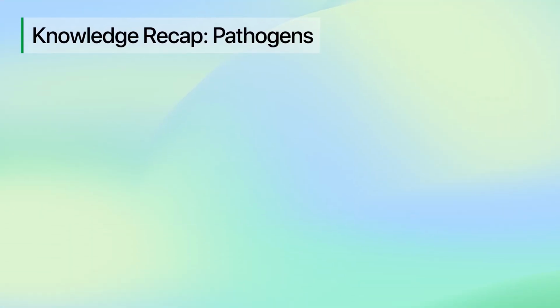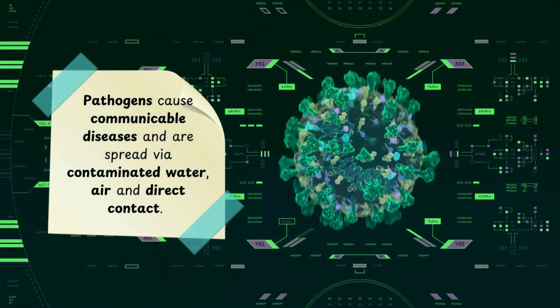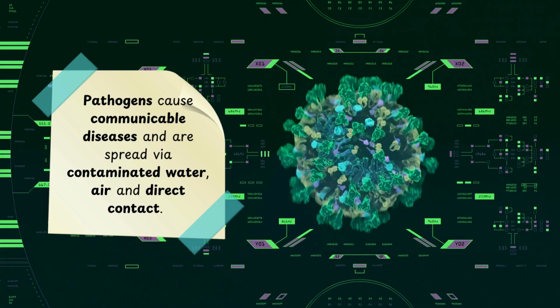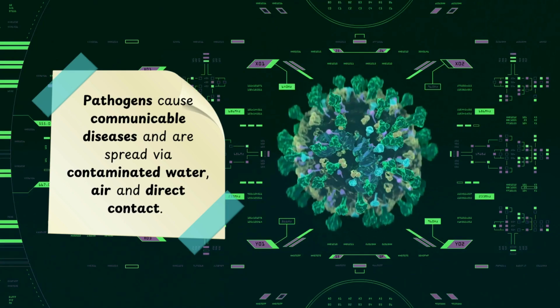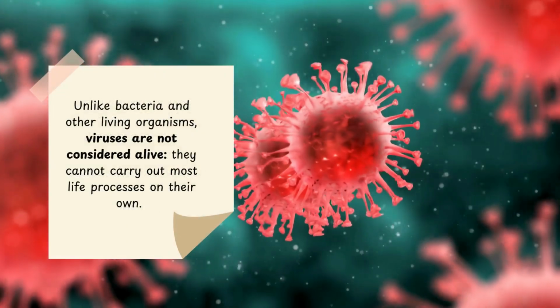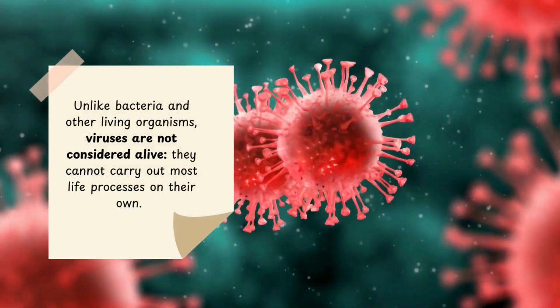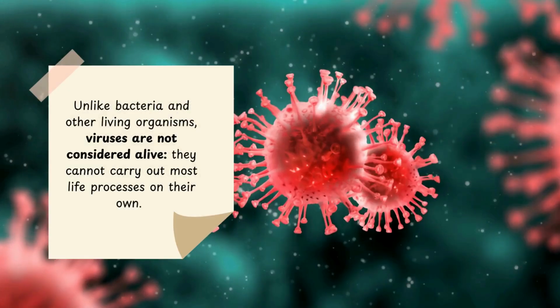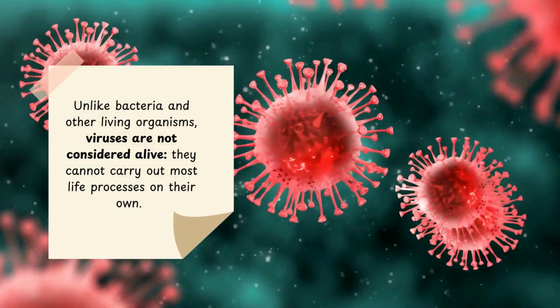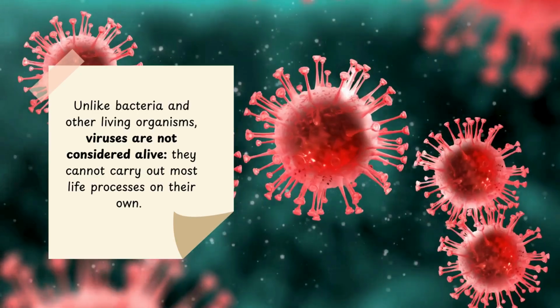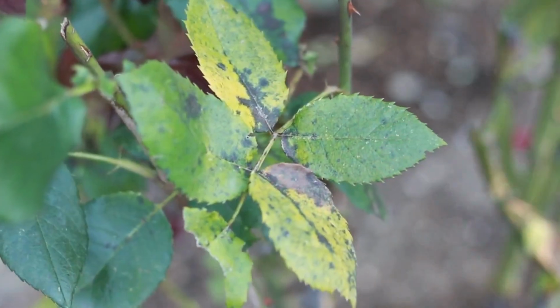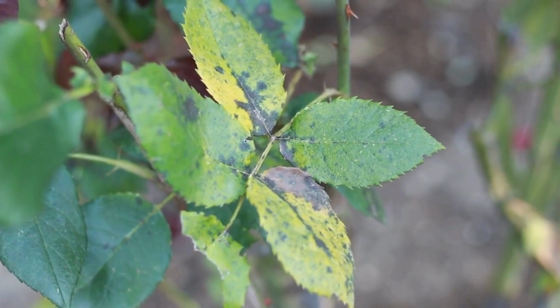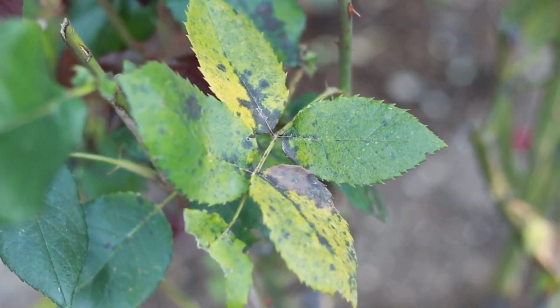So far, you have learned that pathogens cause communicable diseases and the different ways by which they are spread. You have also just had a lesson about viral diseases in more detail. This background knowledge of pathogens sets the stage for us to introduce fungal diseases, specifically the rose black spot. We want to understand its role in plant health and the broader ecosystem.